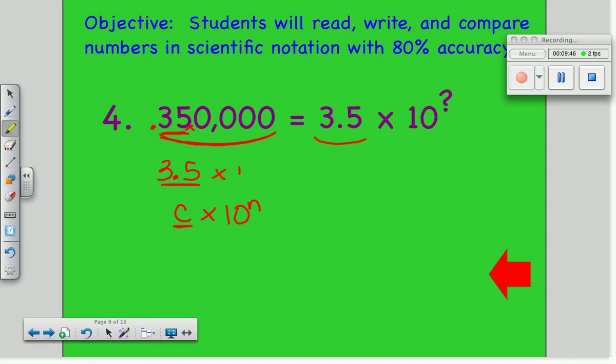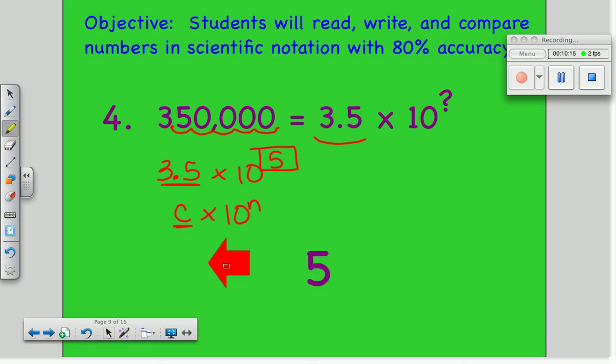Now I'm going to multiply that times 10 to what power? To figure out the power, what you're going to do is count how many place values you move the decimal. So here in a whole number, a decimal is always at the end. That's where it naturally is. So now I'm moving it, though, all the way to here. So let's count how many times I move the decimal. 1, 2, 3, 4, 5 times. So my number here is going to be 5. That's my answer. Raised to the power of 5. Okay?